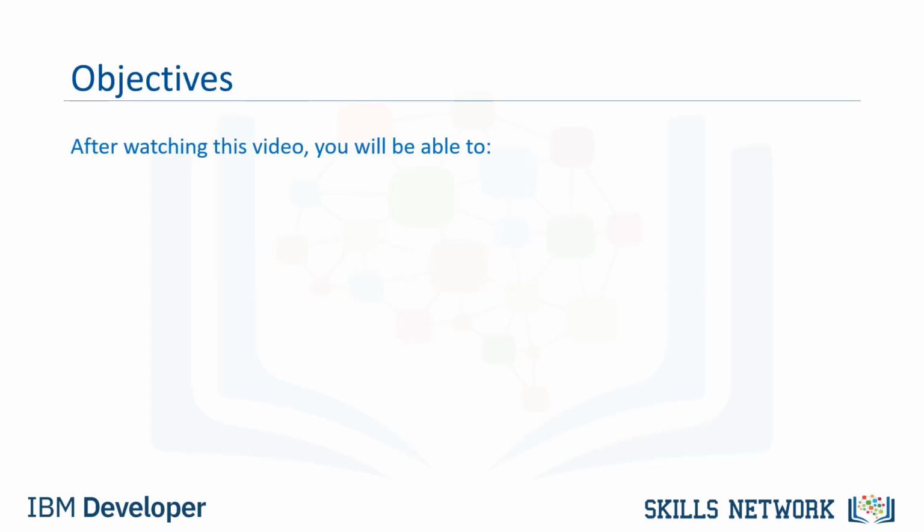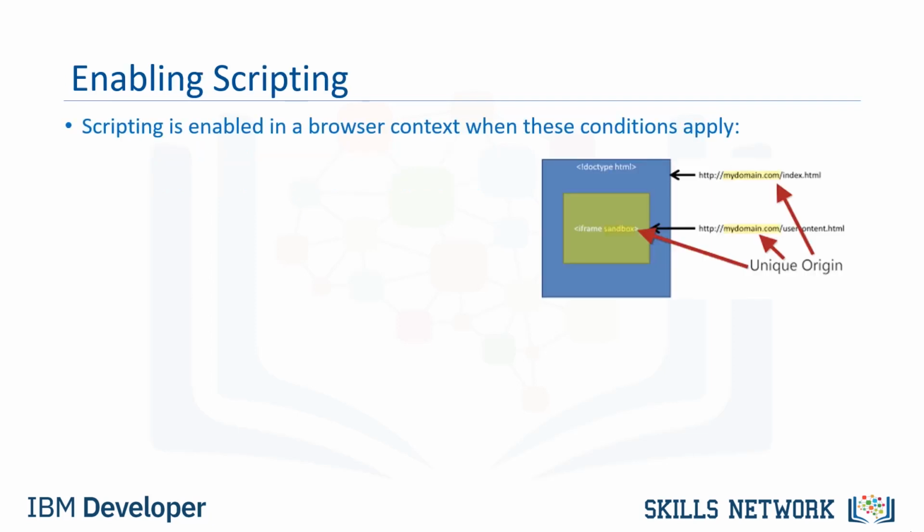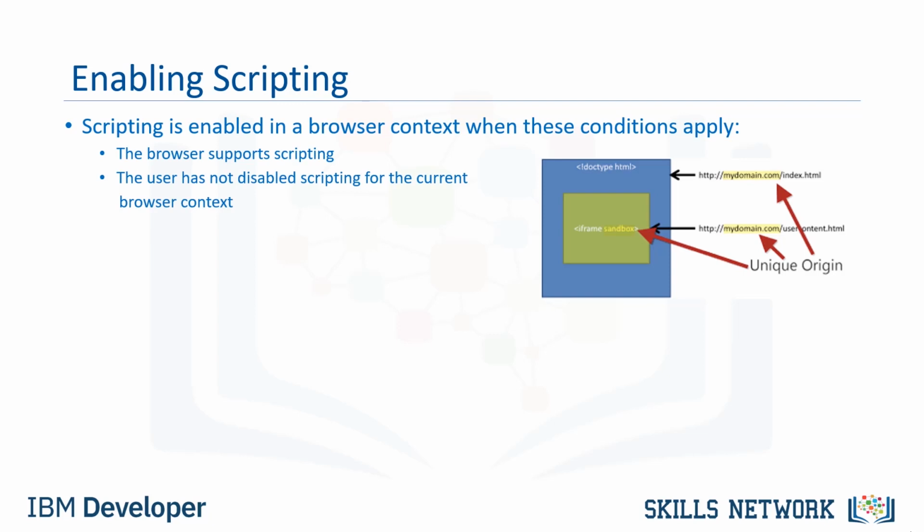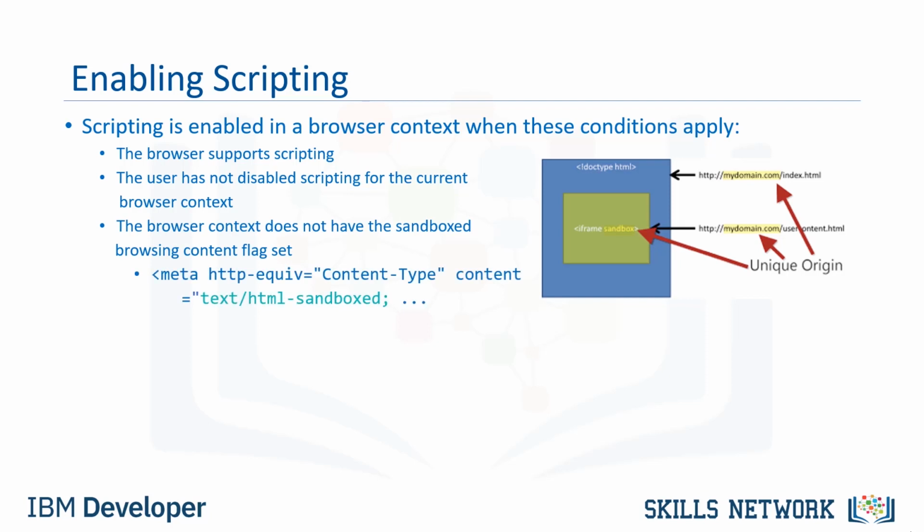After watching this video, you will be able to describe how scripting is enabled in browsers. Scripting is enabled for a browser context when the conditions shown on the slide are true. Scripting is used to provide a more interactive user experience when browsing websites. Since scripting can be turned off, the recommendation is to use scripting but not to rely on it.